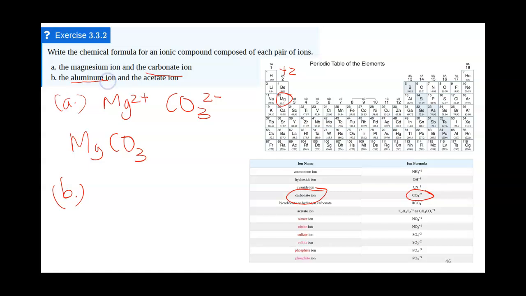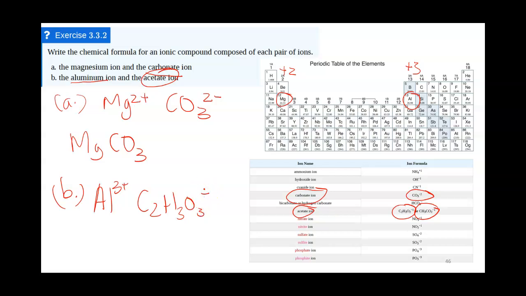The aluminum ion is in group 3A, and metals in group 3A have a 3+ charge. So we can go ahead and write the charge for that. The acetate ion is a polyatomic anion, and let's see if we can find it in here. We see that there are 2 ways that folks commonly write this. They write it as C2H3O2-, or they write it as CH3CO2-, and either is okay. I like to write the first one in this case.